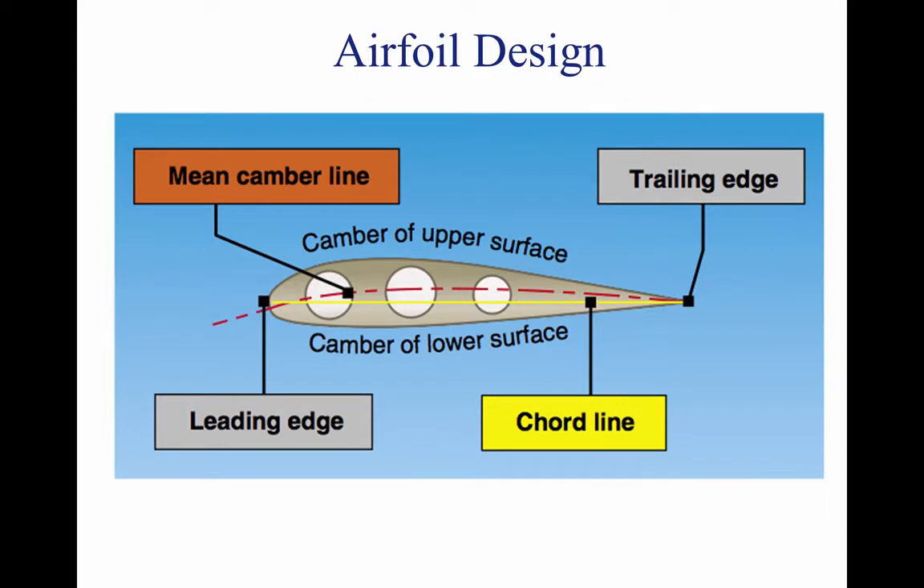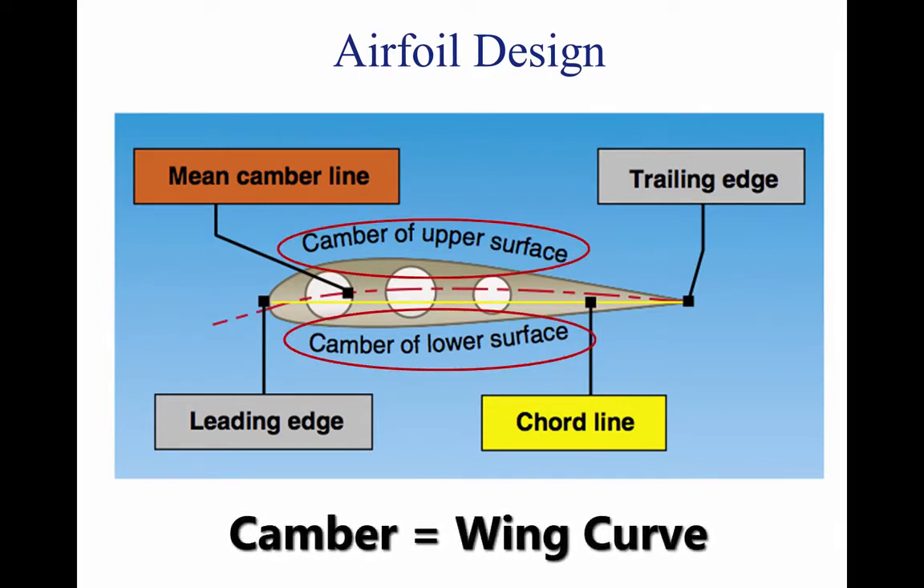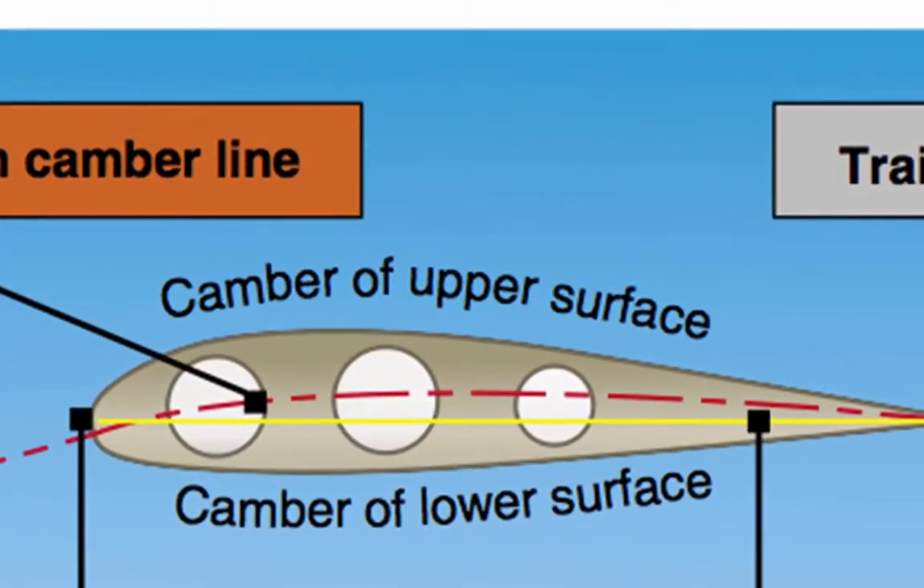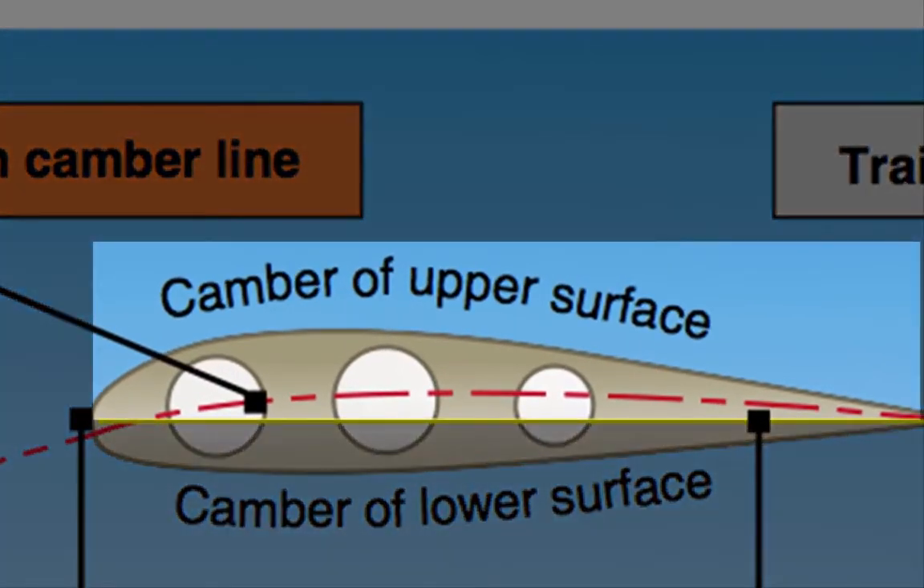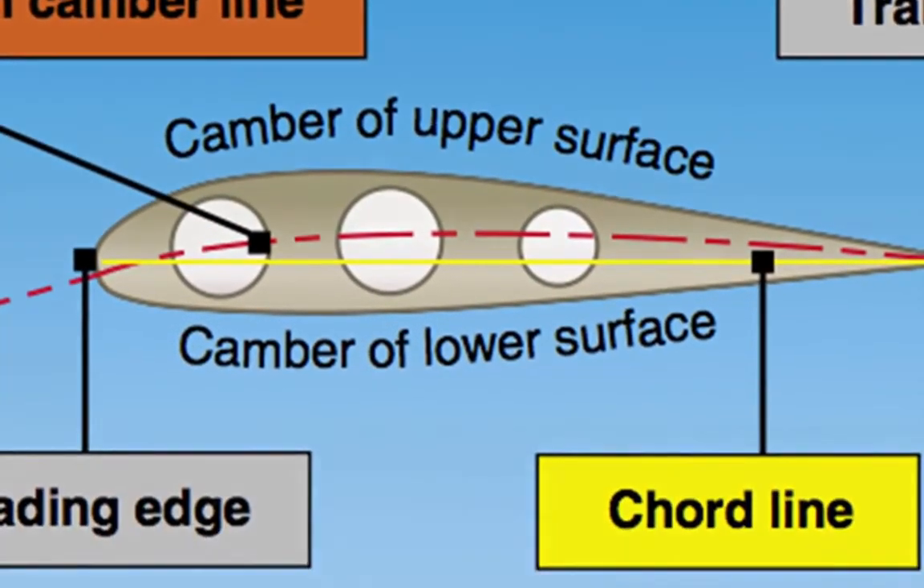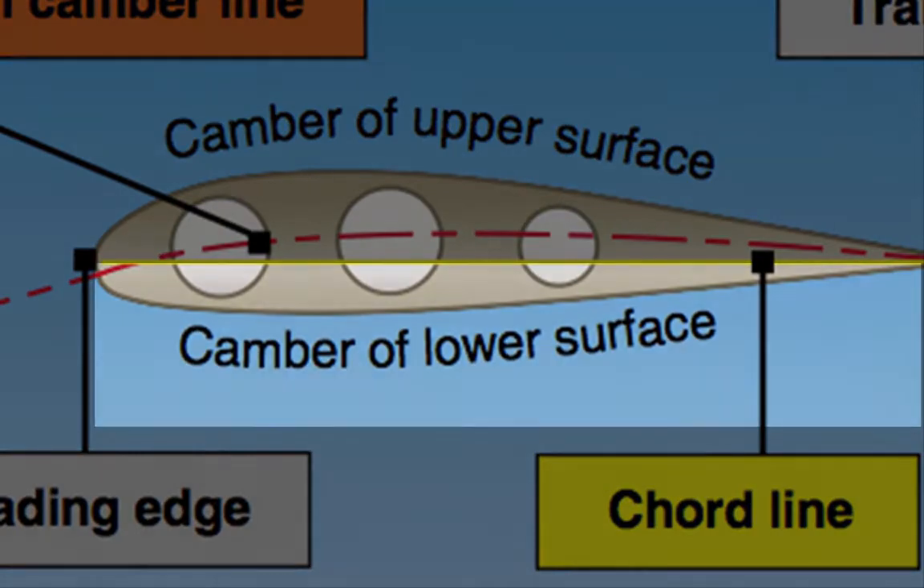Each half of the wing has what is called a camber. This is the general curve shape of the wing. The greater the camber, the more curved the wing is. In the diagram, it is clear that the camber of the upper surface is quite more pronounced than the camber of the lower surface, which is almost flat.